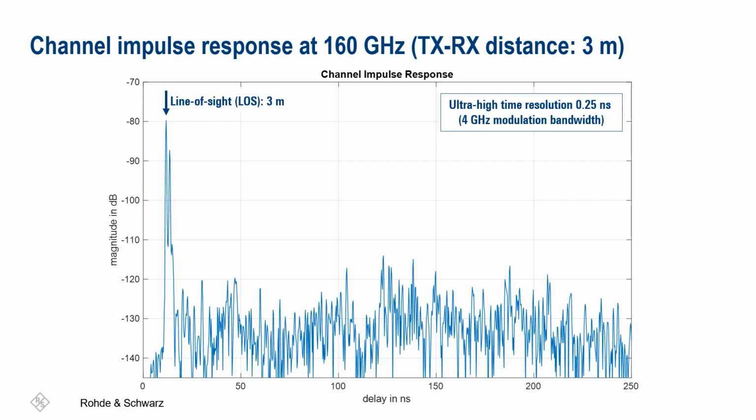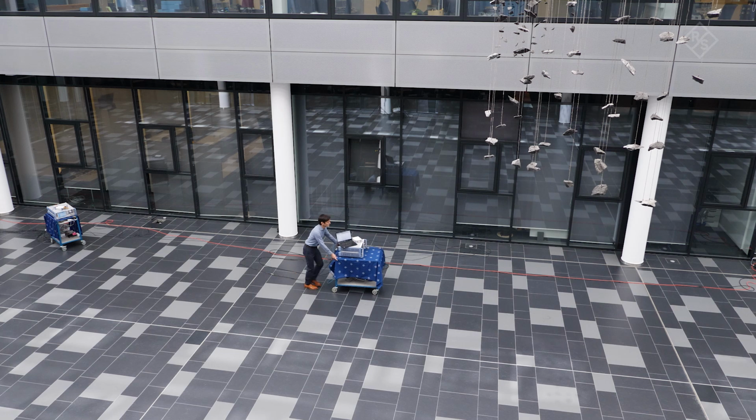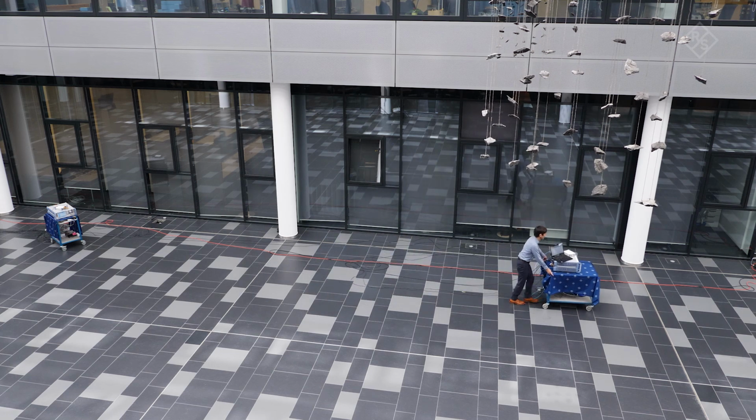Here we see the channel impulse response. You see we have a very good time resolution because we have 4 gigahertz bandwidth, which means 1 over the bandwidth is the time resolution, which is 0.25 nanoseconds. And we see, of course, the first line of sight peak, which is the strongest peak, but also other reflections. And note, please, the dynamic range is very good. So let's compare this with another measurement where we have a larger distance between the transmitter and receiver.